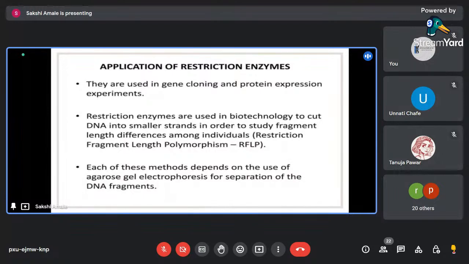So there are some applications of restriction enzyme. First, it is used in gene cloning and protein expression experiments. Second, restriction enzymes are used in biotechnology to cut DNA into smaller strands in order to study fragment length differences among individuals. That is RFLP, known as restriction fragment length polymorphism. And third, each of these methods depends on the use of agarose gel electrophoresis for separation of the DNA fragments. Thank you.